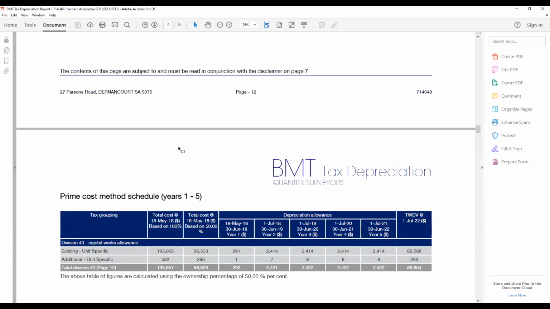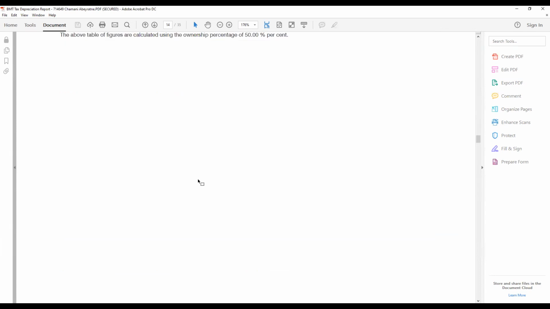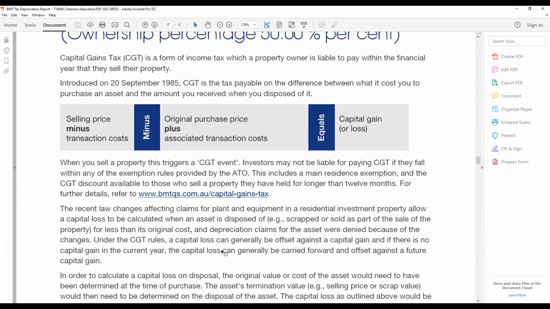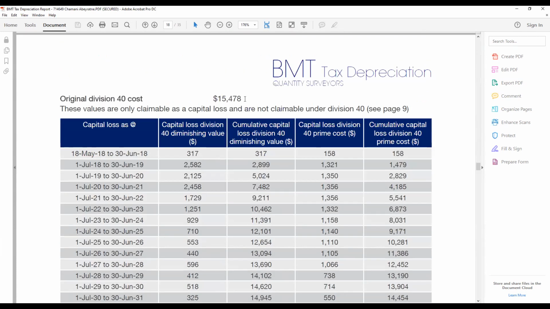When you go down a little bit, you can see we have the capital asset deductions. This house has around $15,000 worth of assets as of 18 May. So they calculated with two methods. First one is the diminishing value method. Second one is the prime cost method. This column is a cumulative total. It will add this one, this. So every time it keeps adding.